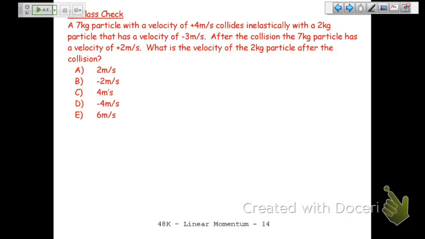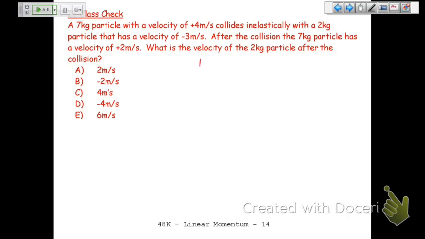A 7 kilogram particle with a velocity of 4 meters per second collides inelastically with a 2 kilogram particle with a velocity of minus 3 meters per second. After collision, the 7 kilogram particle has a velocity of that. Remember, I'm tied by math. I can't magic things up. So if there's only one equation, you can only have one unknown. It's as simple as that. So I draw my picture before.